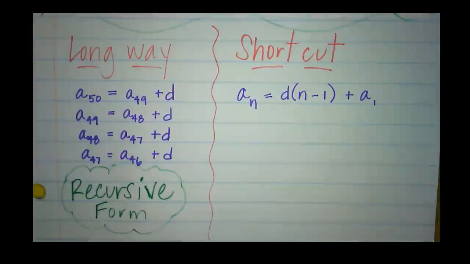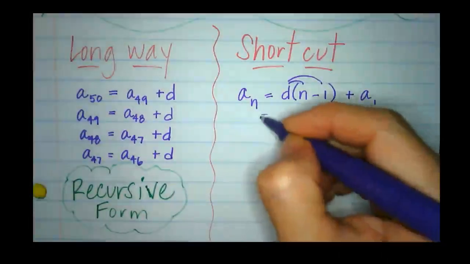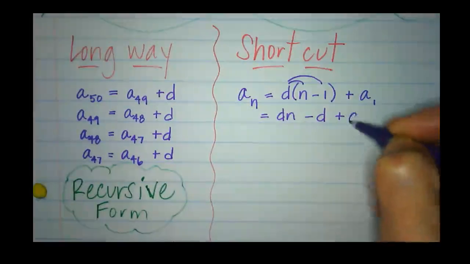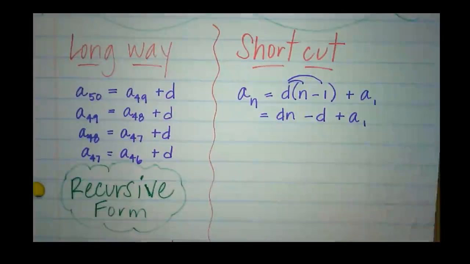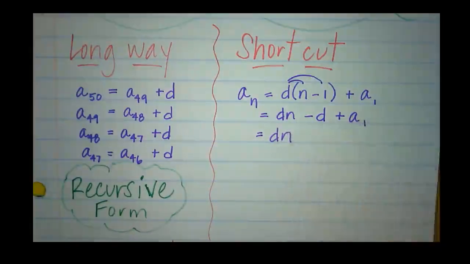simplify this equation. All right, so if we were to distribute this, we would get dn minus d plus a1. All right, so I just distributed the d, nothing fancy. All right, so now I'm going to look at this, and let's just analyze this for a second. Okay, this is multiplying the common difference by the term that we want. And we know that we're going to have to do that in order to get to the nth term of a sequence. We're going to have to multiply the common difference to the number of terms we want.